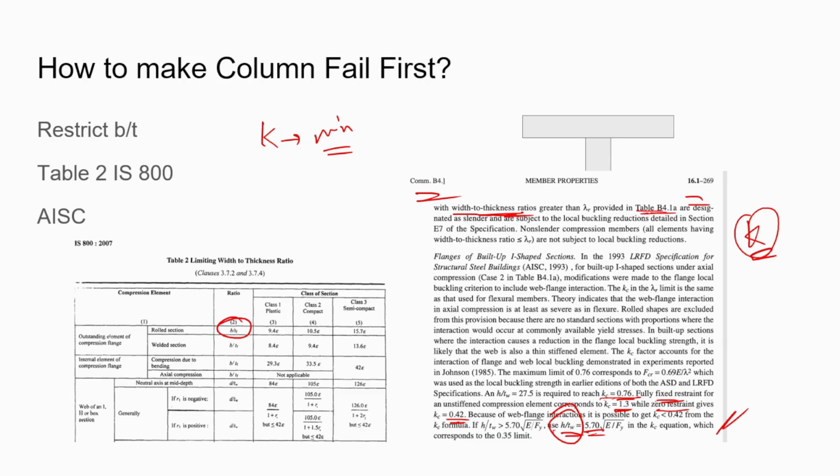This is how we restrict simply B by T or D by TW to make sure that our section doesn't fail locally, right? We always want that if it is a column section, it should first fail globally, like it may buckle, before failing locally, okay?